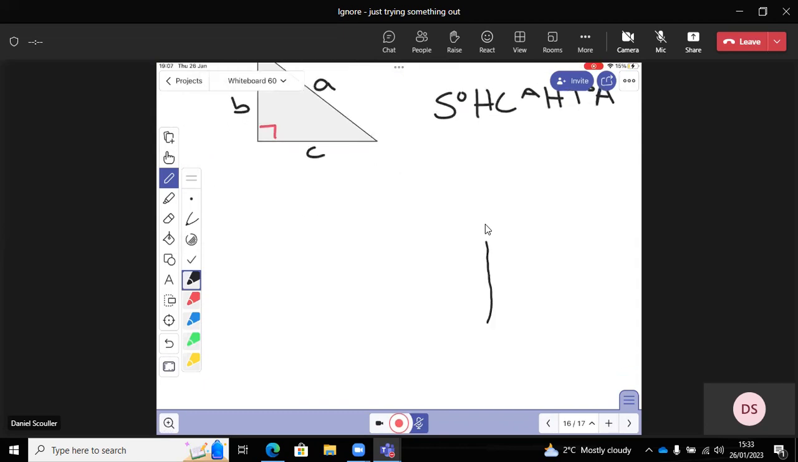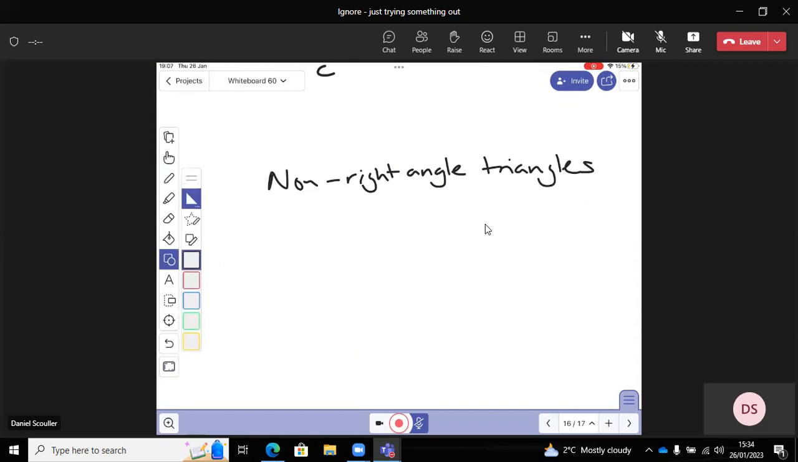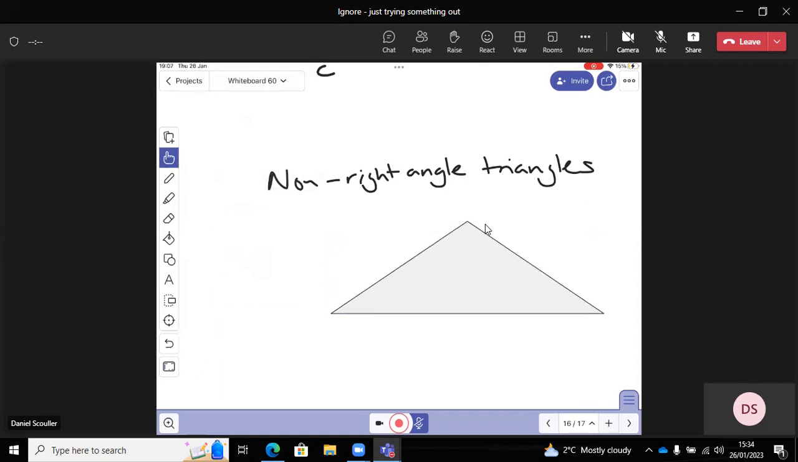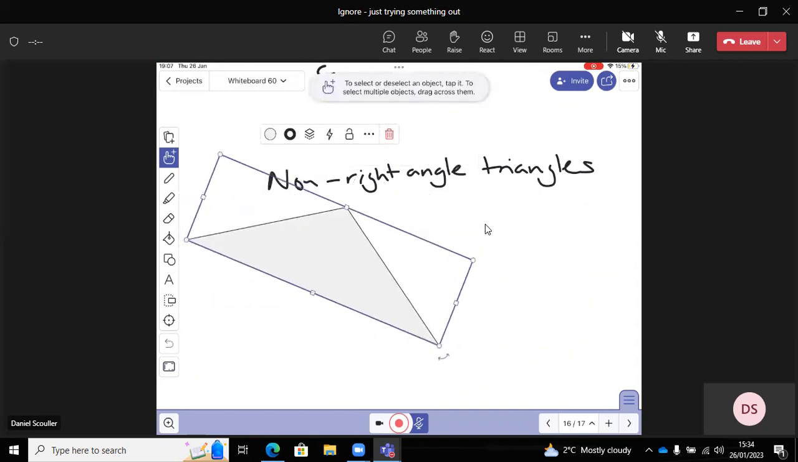Where we went on Tuesday was non-right angled, where none of the three angles are right angled. It's a wee bit trickier to work with, and it comes with a few equations.